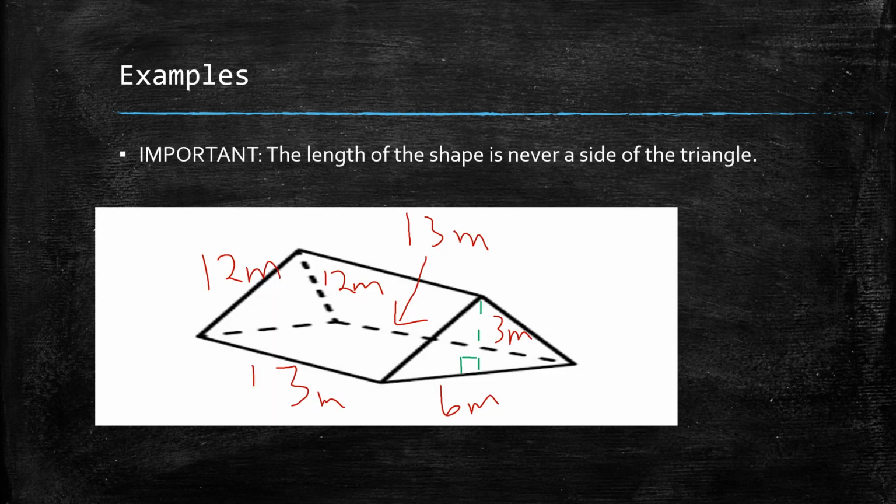Okay, so here's your next shape. Same directions, find the volume of the triangular prism. Remember that the length of the shape is never a side of the triangle. So I'd encourage you to pause the video, try this one again. You have the volume is the base times height times the length, and we're going to divide by 2.